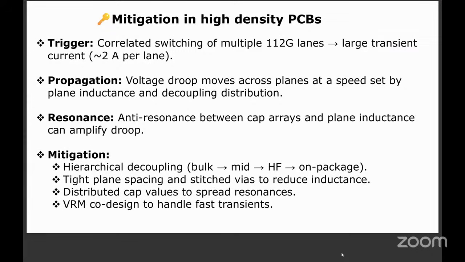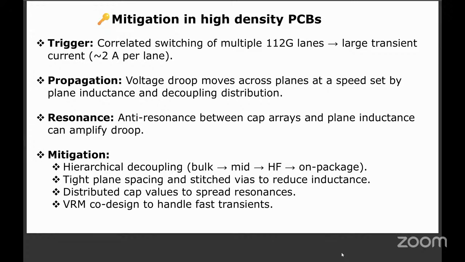Okay. Mitigation in high density PCBs. Trigger correlated switching of multiple 112 Gbps lines. Large transient current, less than 2 amperes per lane. So this is the requirement. Propagation: voltage droop moves across planes at a speed set by the plane inductance and decoupling capacitor distribution. Resonance: anti-resonance between cap arrays and plane inductance can amplify droop.